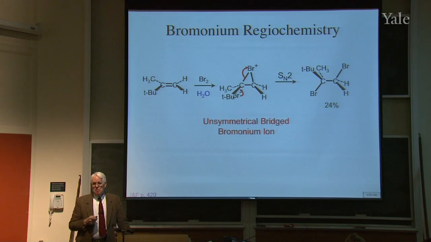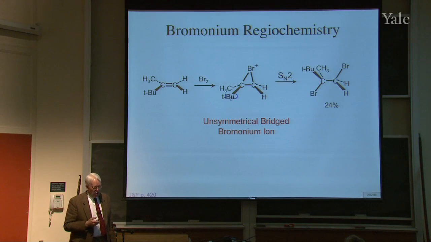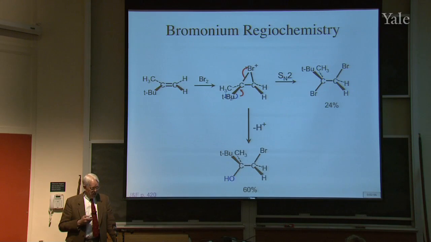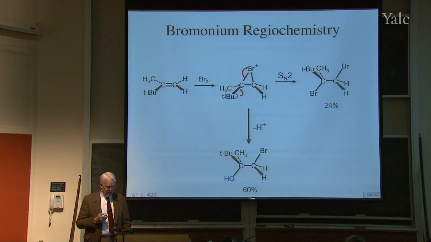But there's another possibility. Anybody got an idea? Pardon me? Aha, the water could attack. So in case, instead of the bromide, the water could come backside to the carbon and do its trick, right? And 60% of the yield in this case is the bromohydrin. So this is a competition between forming the halohydrin and forming the dihalide.